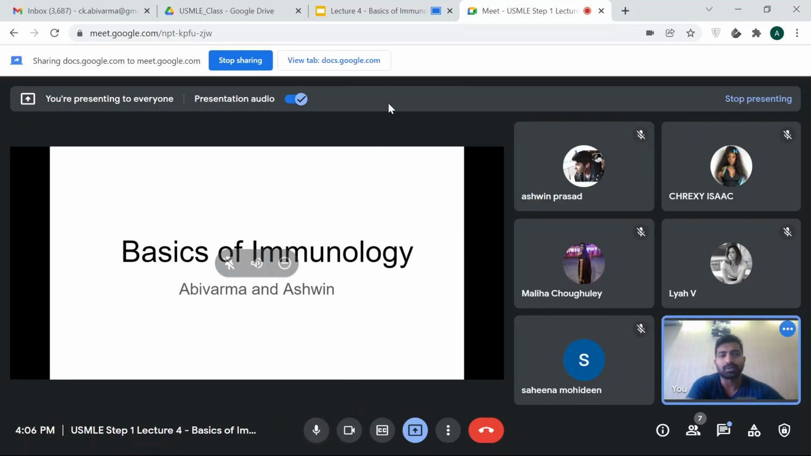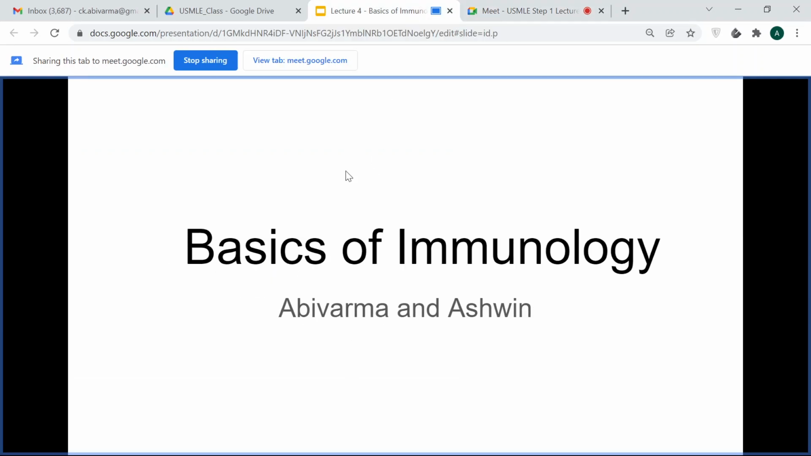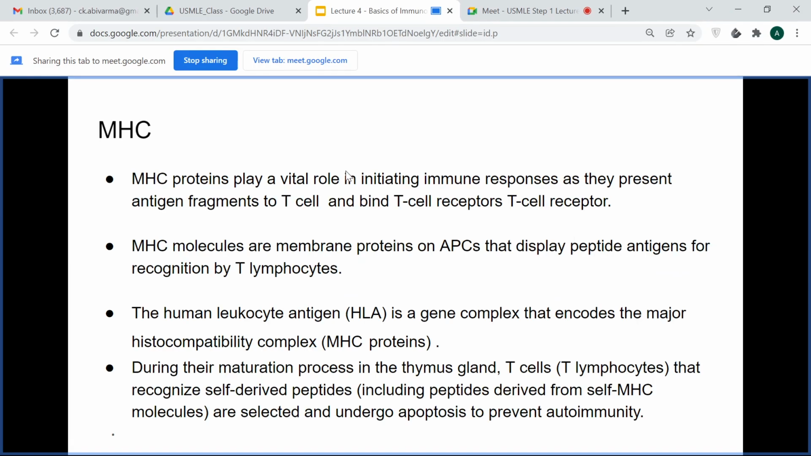Yeah, hi guys. So I'll be starting off today with the MHC molecules, and then we'll move on to the T cells and the B cells. MHC stands for major histocompatibility complex, and they play a vital role in how our body responds to extracellular or intracellular pathogens. We'll look at each mechanism separately now.